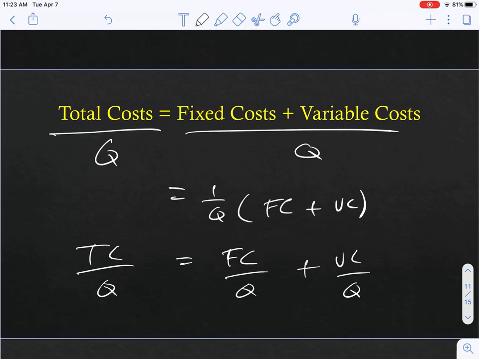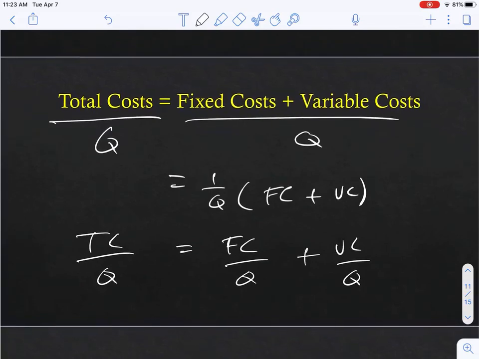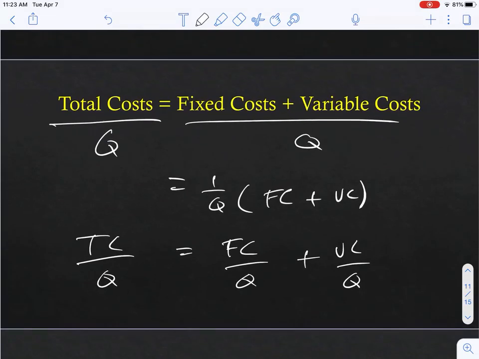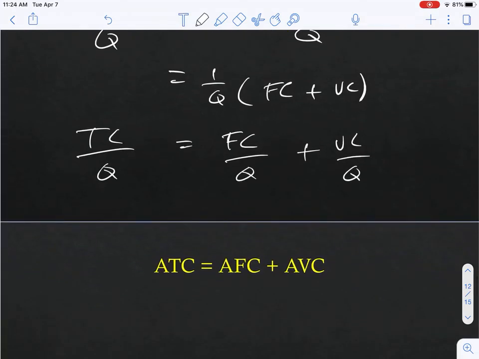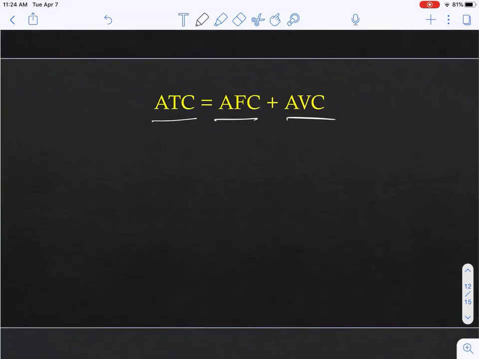Total costs over Q. Well, if you take something and you divide by Q, what do you get? You get the average, right? You take the total of something and divide by some number, you get the average cost per unit of output. And so here's how we would write that equation. Total cost divided by Q is average total cost. Fixed cost divided by Q is average fixed cost. And variable cost divided by Q is average variable cost. So average total costs are equal to average fixed costs plus average variable costs.